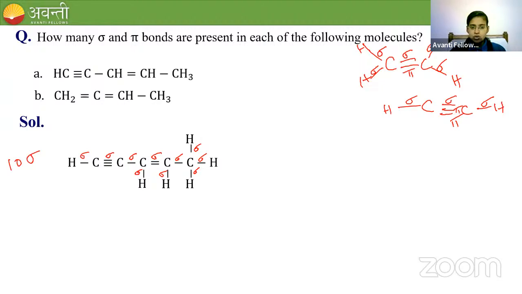Then you check for the pi bonds. So in the triple bond, 2 of them are pi, and here 1 is pi. So 10 sigma bonds and 3 pi bonds. So can you all understand now? Carbon-carbon sigma bonds are 4, carbon-hydrogen sigma bonds are 6. So totally 4 plus 6 is 10. 10 sigma bonds and 3 pi bonds.